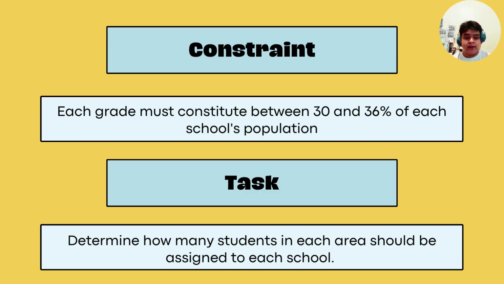Now, the school attendance zone boundaries can be drawn so as to split any given area among more than one school, but we will assume that the percentages shown in the table will continue to hold for any partial assignment of an area to the school. In this situation, we've been hired as a management science consultant to assist the school board in determining how many students in each area should be assigned to each school.